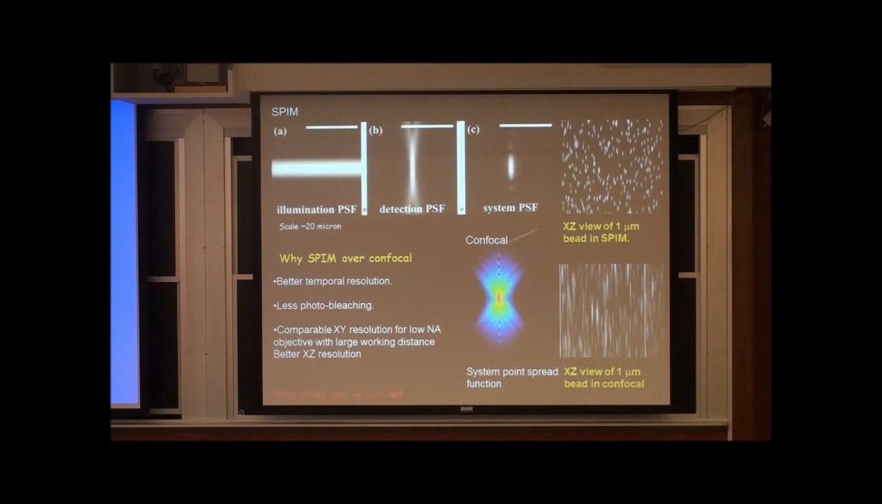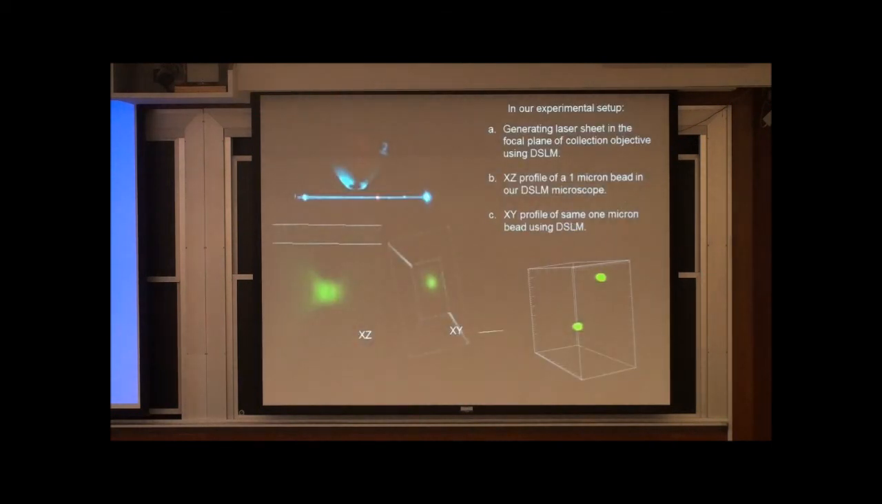This is the same kind of bead using this kind of low NA objective. You can see the difference, how it becomes prominent in XZ resolution. And you can see this bead of 25 micron is very symmetric in X, Y, and Z, which actually it should be.